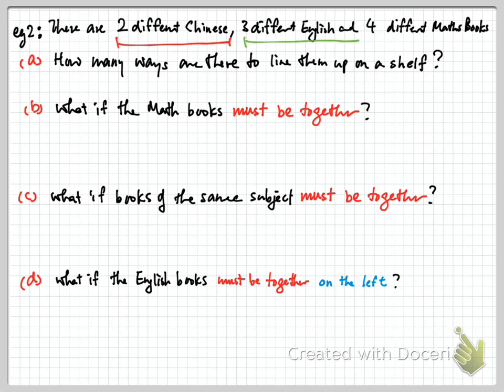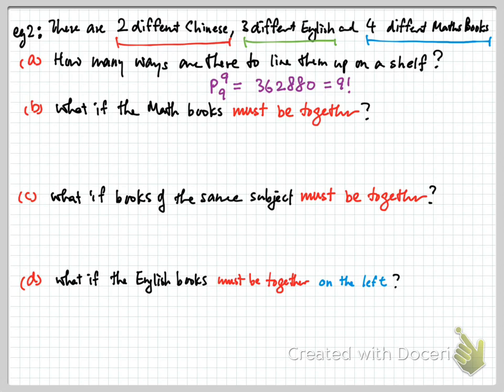Now, first of all, in part A, how many ways are there to line them up on the shelf, regardless of language, regardless of subject? It can be Chinese, English, or maths, it doesn't matter. How many ways can you do that? That means you have 9 books altogether, 2 and 3 and 4 is 9. So if there's no limitation, the number of ways to line them up is just 9P9, and that goes 362,880. Never mind the numbers; what is important is it is 9P9, or just 9 factorial.